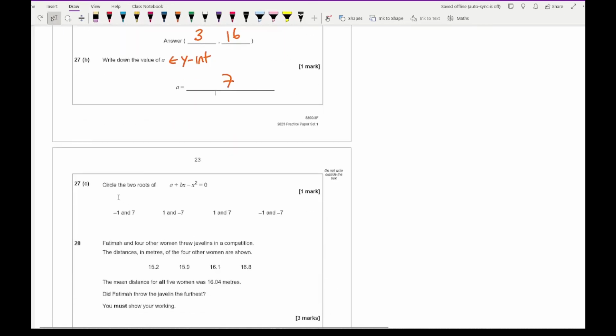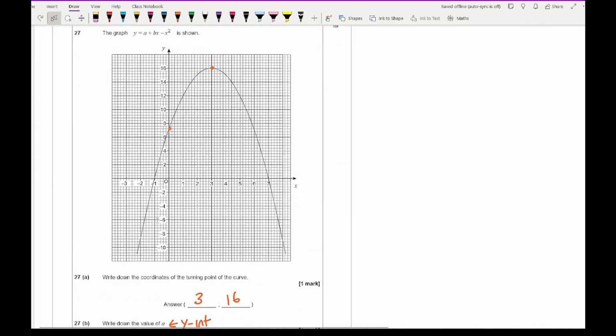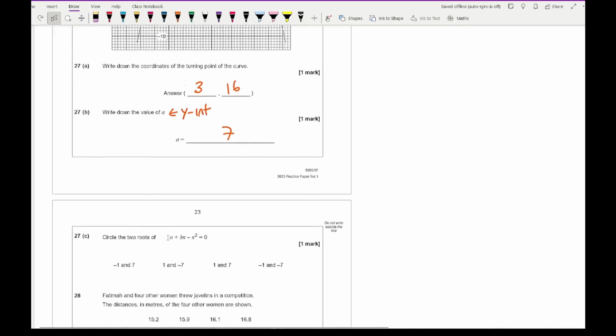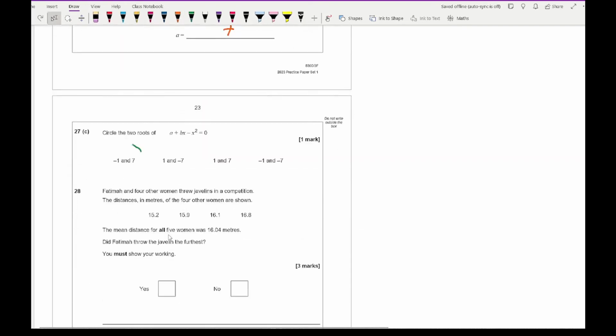For C, it then says circle the 2 roots. Well, the 2 roots are where the curve crosses the x-axis. So I've got -1 and 7. So I've just got to find that as an option. So -1 and 7 is our first option.